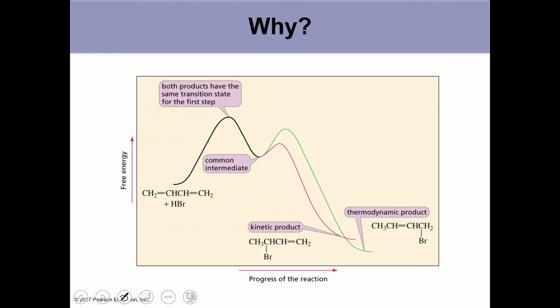Okay, so if you look at the graph, the kinetic product is reached more quickly, and so the transition state of the second step is smaller, so it happens faster. And then if you look at the overall value of delta G, we have the energy of the reactant, and then the energy of the kinetic product, and the energy of the thermodynamic product.